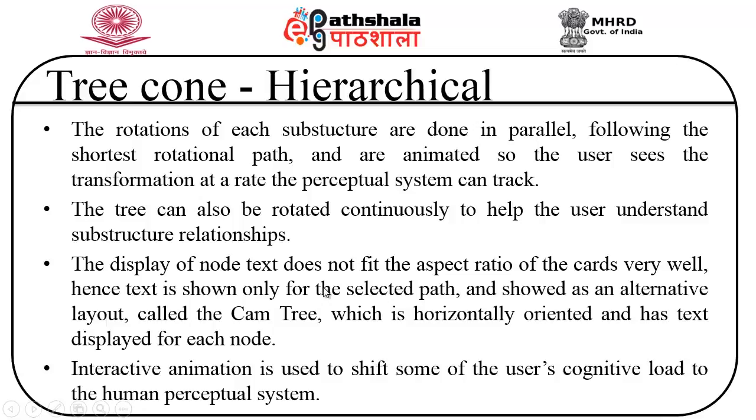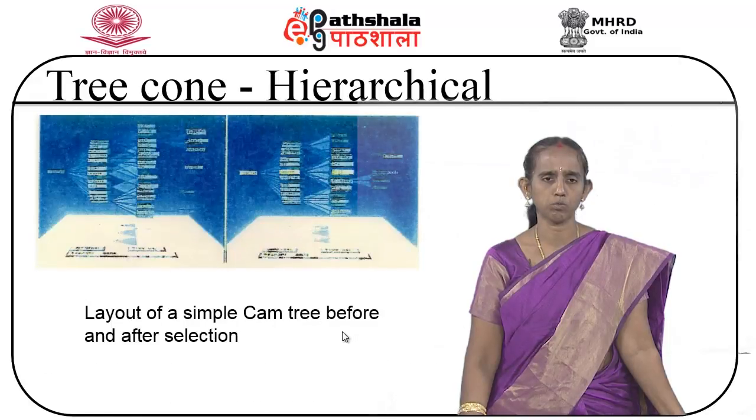The display of the node text does not fit the aspect ratio of the cards very well, and hence the text is shown only for the selected path and showed as an alternative layout called the cam tree, which is horizontally oriented and has text displayed for each node. Interactive animation is used to shift some of the user's cognitive load to the human perceptual system.